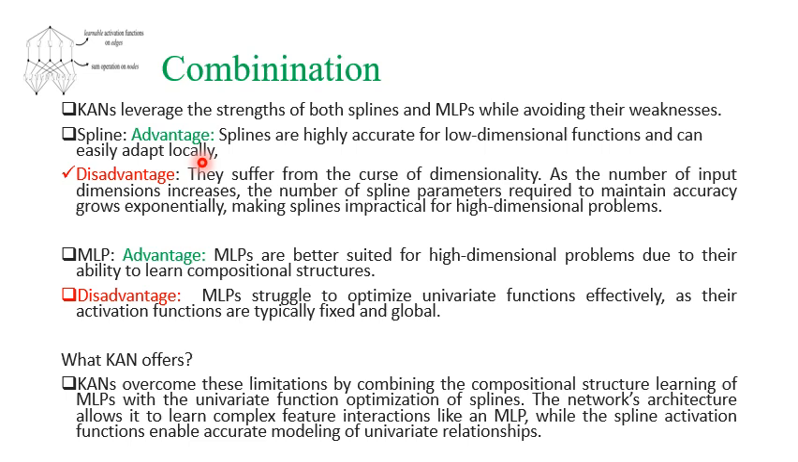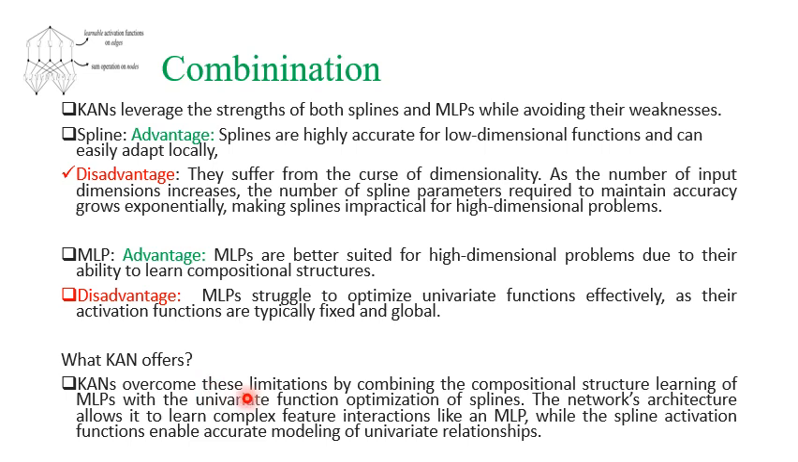Okay, what is the advantage of spline? Splines are highly accurate for low dimensional functions or univariate functions. Meanwhile, multi-layer perceptrons are good at learning compositional structure. Okay, and what is the disadvantage of the spline? They have the problem of the curse of dimensionality. When the size of input goes high, it becomes problematic. And what is the disadvantage of the multi-layer perceptron? It cannot optimize univariate functions. In KAN we take the good of both approaches.